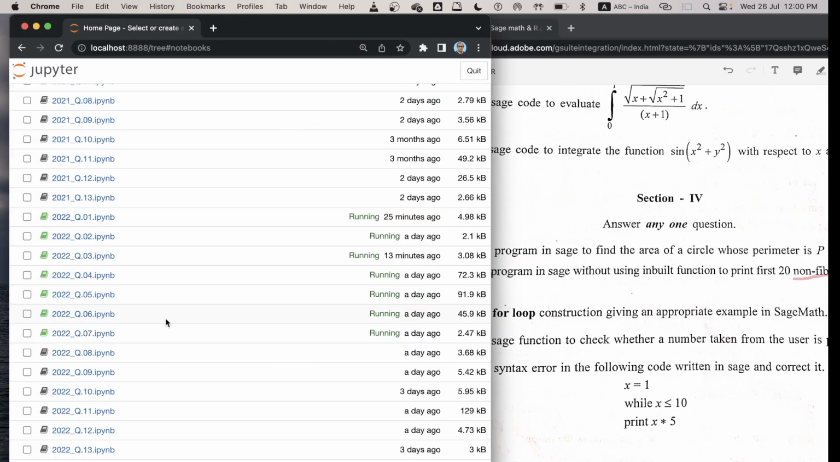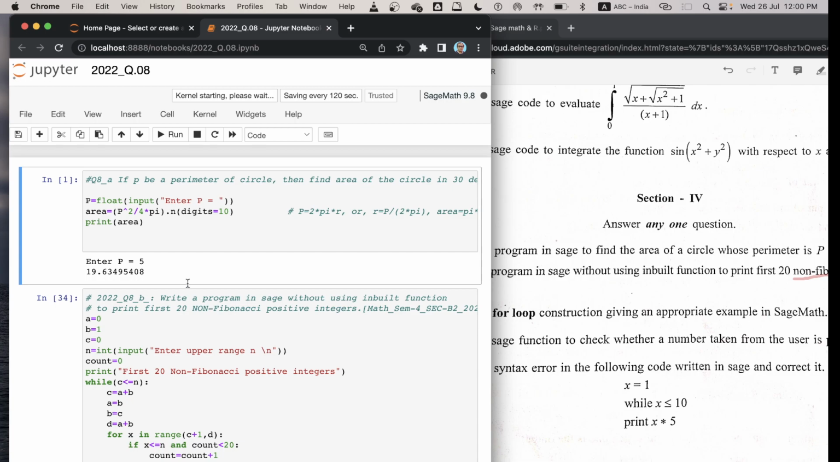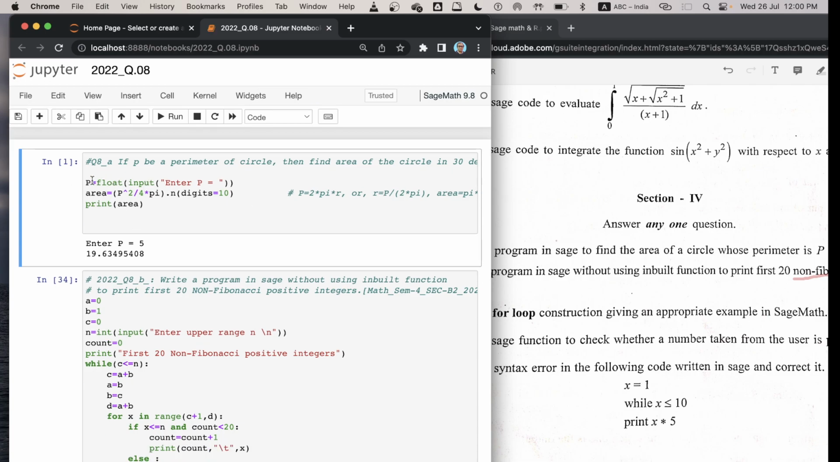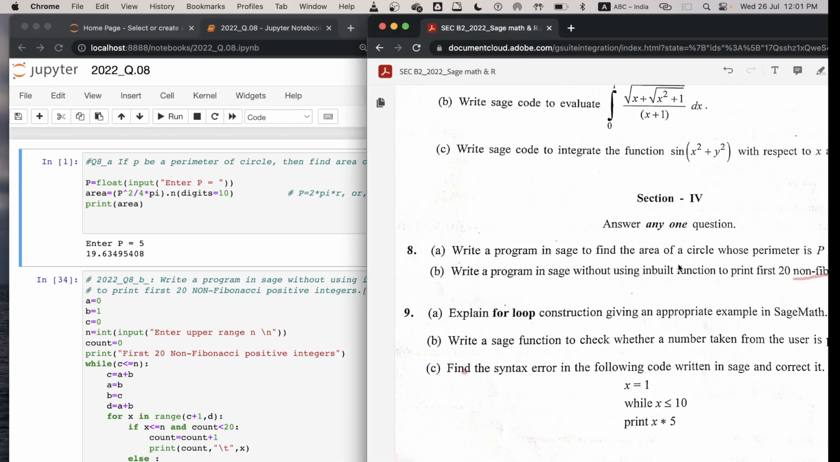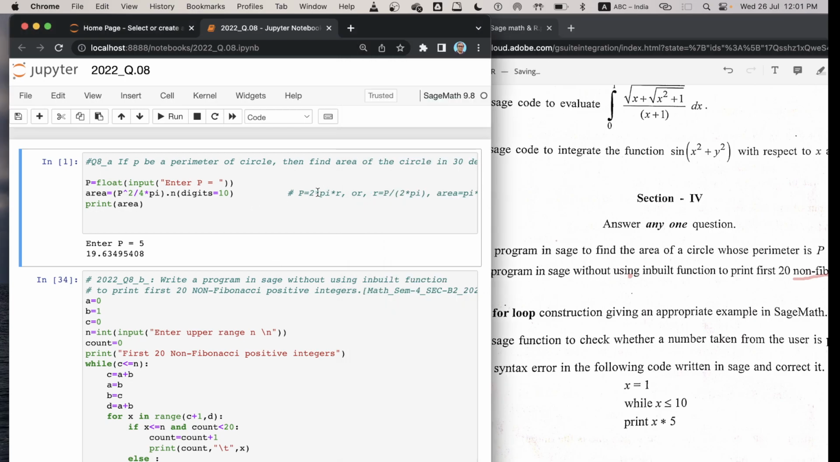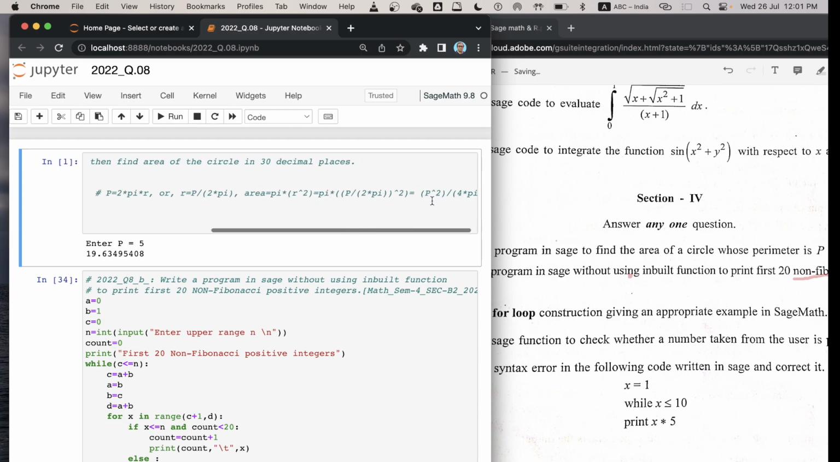Question 8. Here P is the float input, enter P. So when you write this on the screen, enter P and put the value of P; P is the perimeter. So P equals 2 pi r. So obviously r equals P by 2 pi. Hence area equals pi r square, and putting the value of r, after simplification you get P square whole divided by 4 pi.